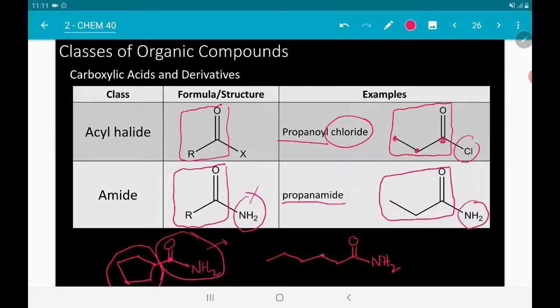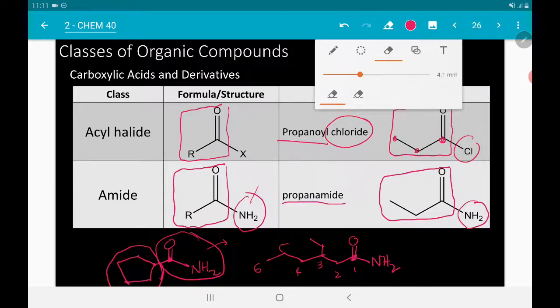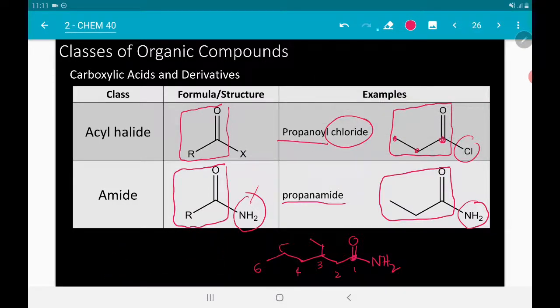NH2. Okay? So, we have, for example, meron tayong ethyl group dito. We know that this is the longest chain. 1, 2, 3, 4, 5, 6. So, we have 6 carbons dun sa group. And at position number 3, makakakita tayo ng ethyl group. So, this is a 3 ethyl hexanamide. Okay, so that's how you name amides.